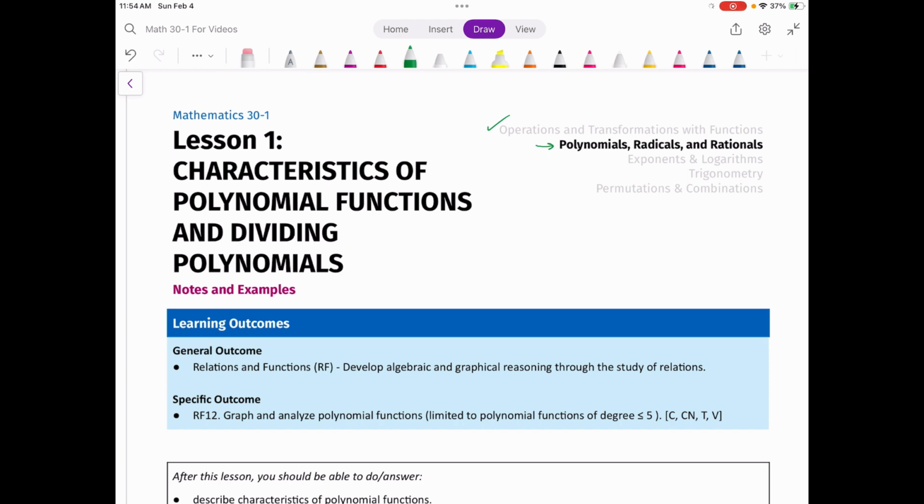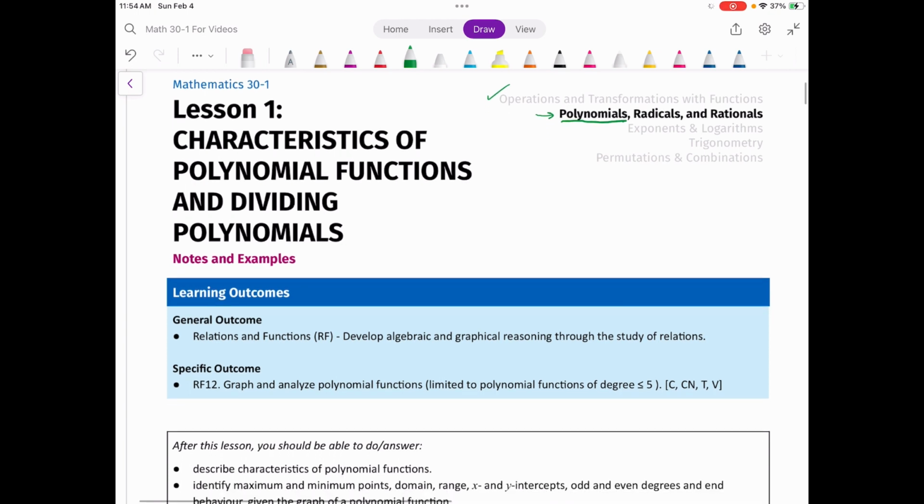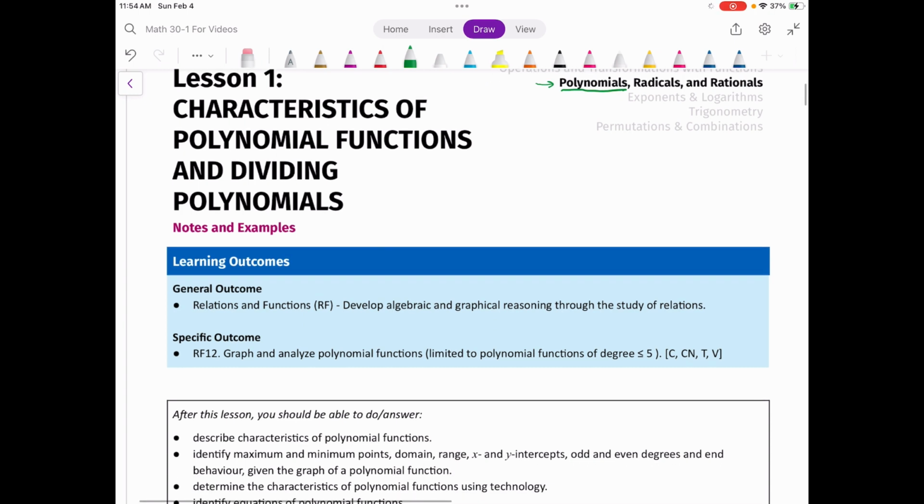As with most of the units, it's kind of broken up into two topics. We'll spend a little more time on polynomials. You can think of that as topic 1. That's what we're starting in this lesson here. And then we'll move into radicals and rationals. That's kind of part 2 of this unit.